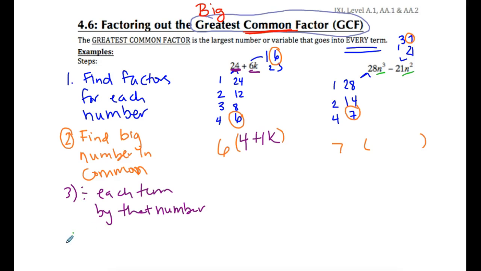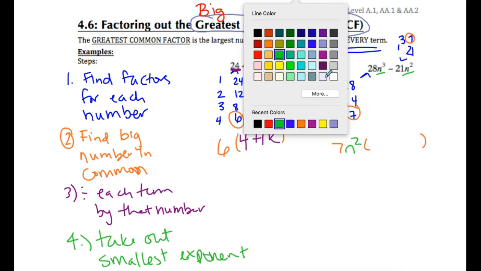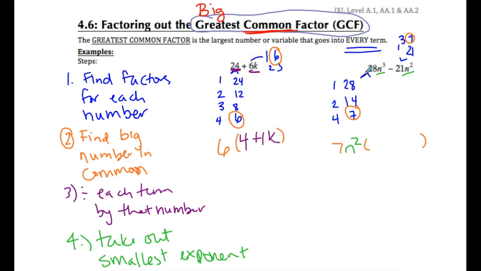So if I'm going to take out a letter, I take out the smallest exponent. Okay, so if I look at them, 3 and 2, 2 is the smallest, so I'm going to take out n squared. So now that I'm dividing, 28 divided by 7 is 4. And n cubed means I have n times n times n. And if I take out n squared, that means I take out 2 n's. I would be left with an n.